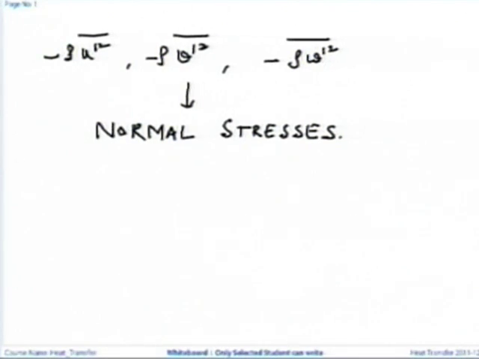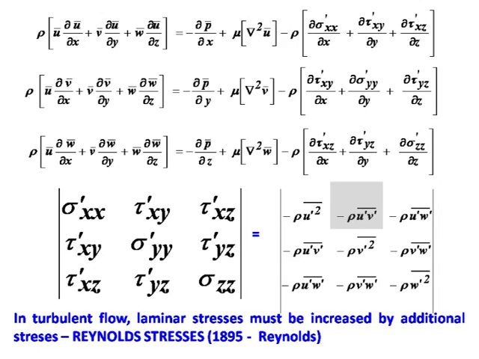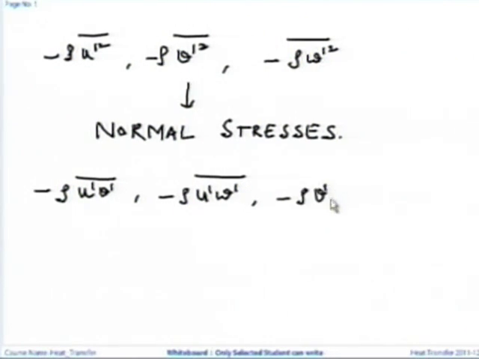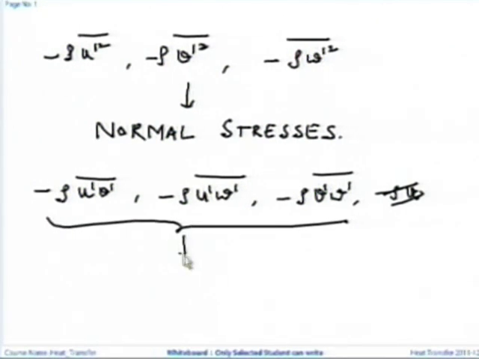Okay? But if you see the other three, that is minus rho u prime v prime, minus rho u prime w prime, minus rho v prime w prime, let us write that: minus rho u prime v prime bar, minus rho u prime w prime bar and minus rho v prime w prime bar. Is that all? Is there anything else? Yes, these three only. These three are actually shear stresses. Which shear stresses?